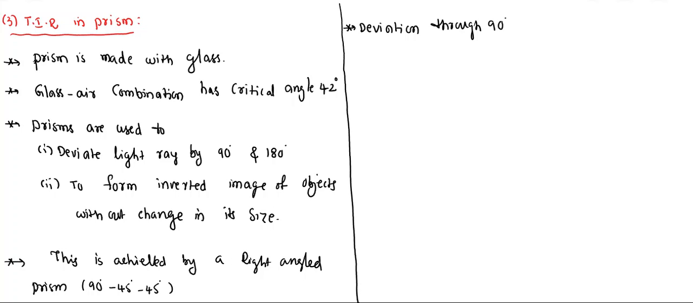So let us see here the first one, how to deviate. Deviation through 90 degrees. How can we deviate the light rays through 90 degrees? For that purpose, I am going to explain what we have to do.